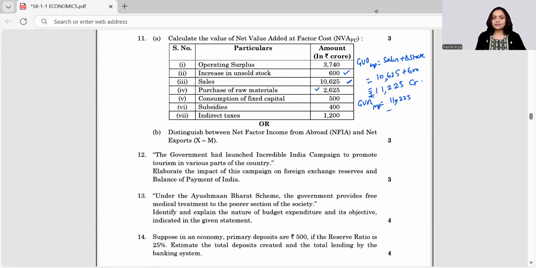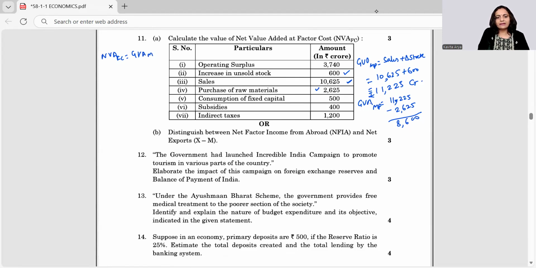Here IC is not given, so we'll take up the purchases, right? Purchases are 2,625. So what are we left with? We are left with 8,600. Now the last step is we have to find NVA at FC. So let us find what are the conversions requirement here.